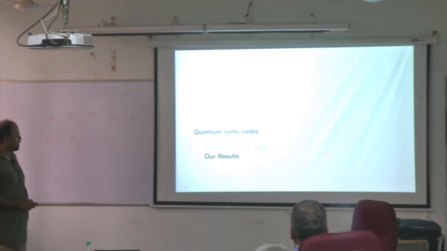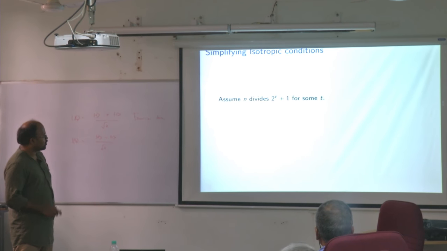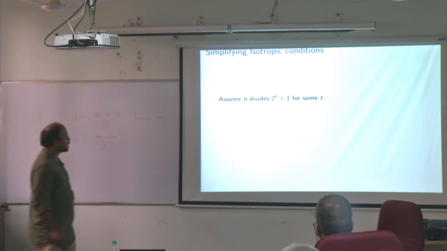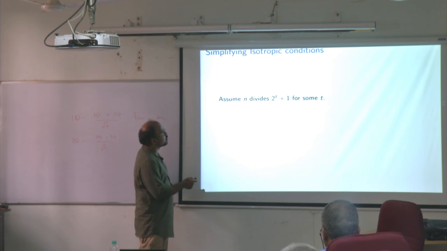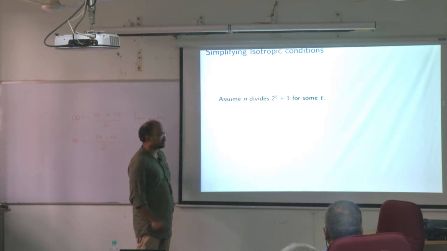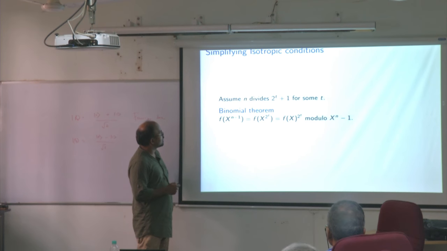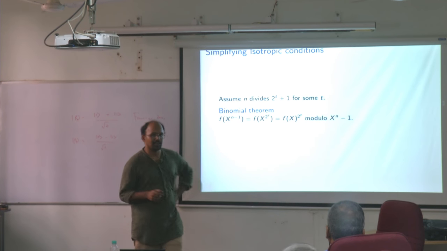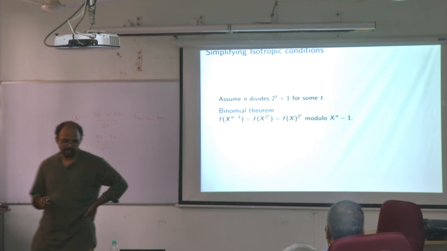So now let me quickly go over the results. We are going to assume that the length n divides 2 to the t plus 1. Why do we want to make this assumption? By the binomial theorem, we can show that any polynomial f of x to the n minus 1 will essentially be f of x to the 2 to the t. Binomial theorem in F2 is very nice.